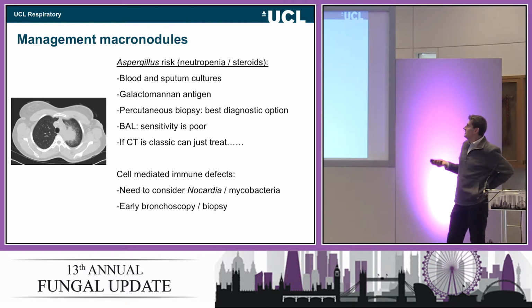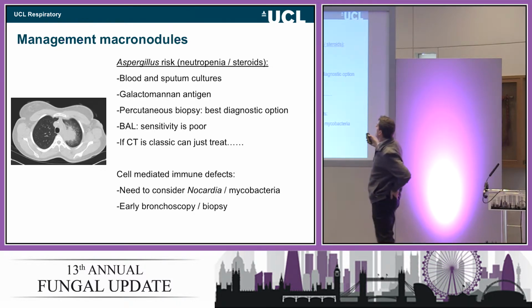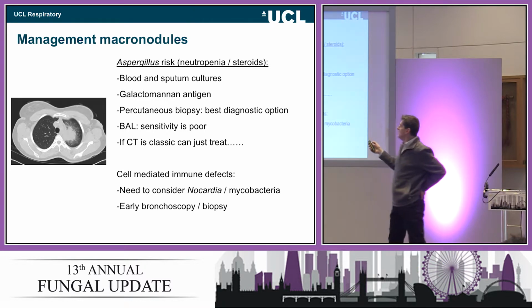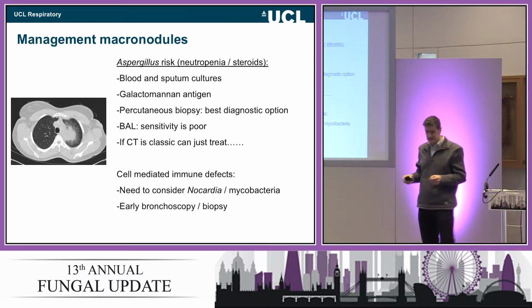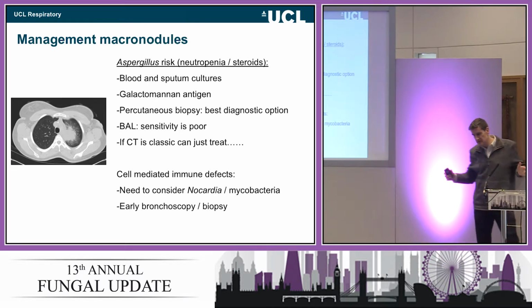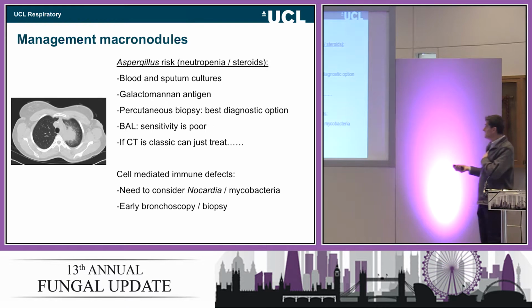So, macronodules, I'm not going to labour the point because other people are doing radiology. But this is the management, and it depends on whether the patient is at risk of Aspergillus or not. Now, the risk for Aspergillus is largely steroids and neutropenia. It's not entirely. Other patients will have Aspergillus on occasions, but the high-risk patients are the ones with neutrophil defects or on high-dose steroids. You can do your normal cultures, you can do galactomannan antigen. I like percutaneous biopsy, or we can do a CTPA now.